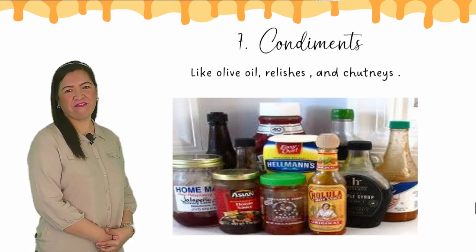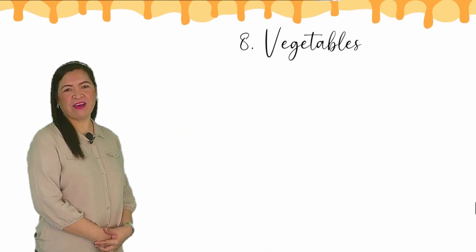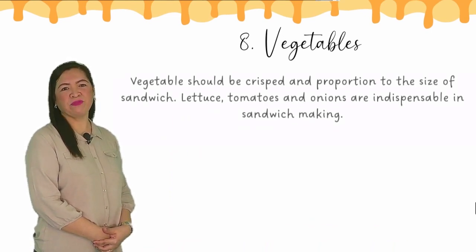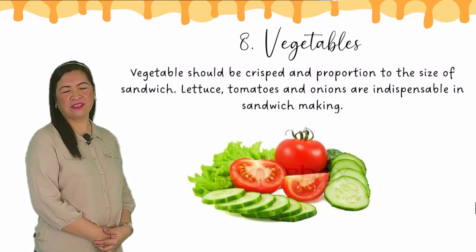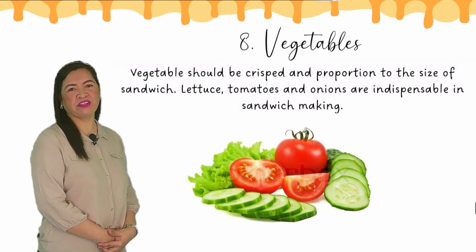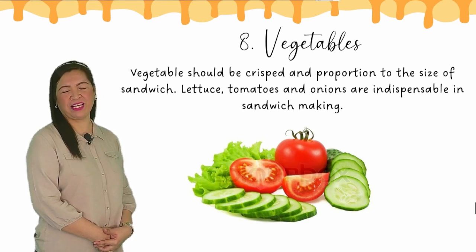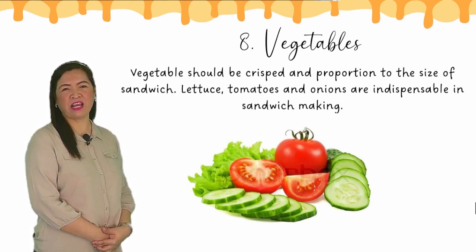Eighth, vegetables. Vegetables should be crisp and proportioned to the size of the sandwich. Lettuce, tomatoes, and onions are indispensable in sandwich making. Any vegetable used in salads may also be used in sandwiches. Vegetables add texture, flavor, and color to the sandwich.